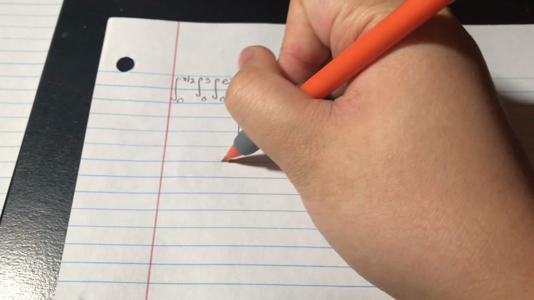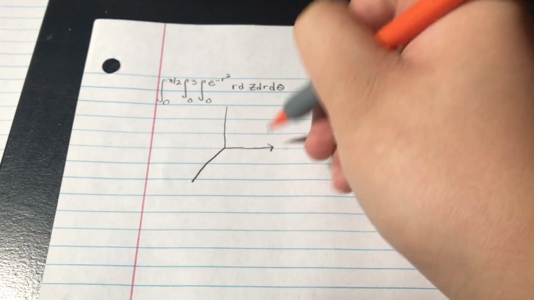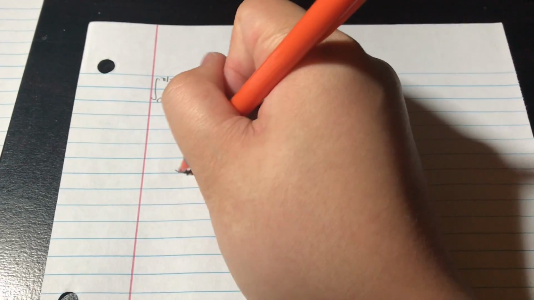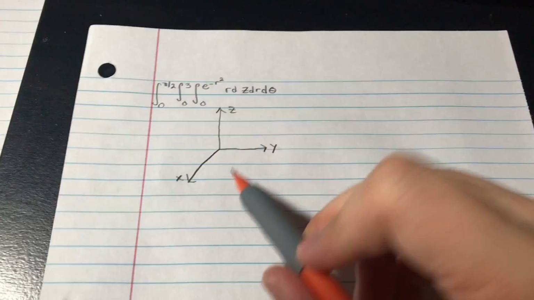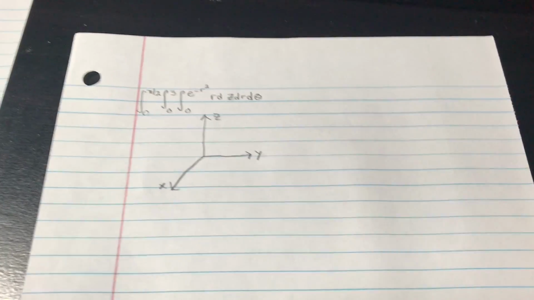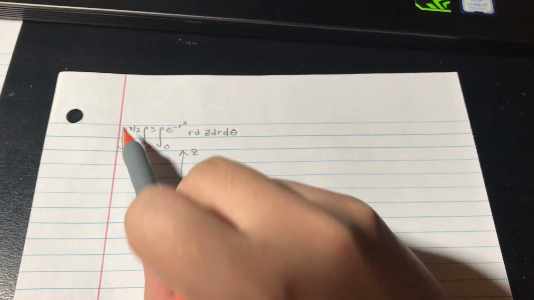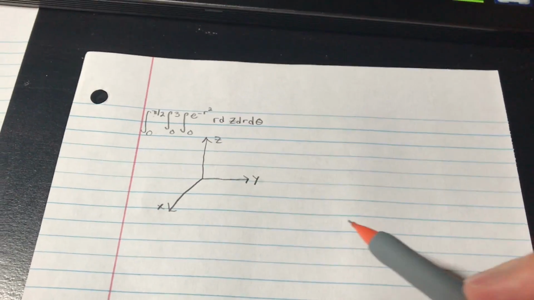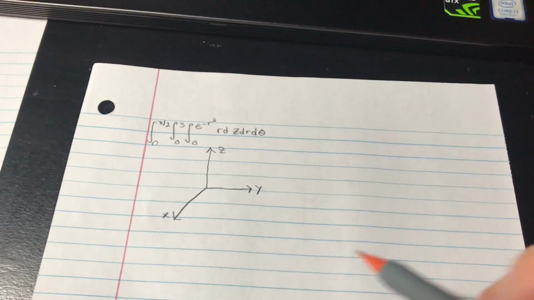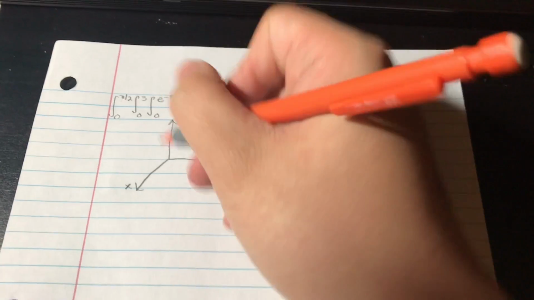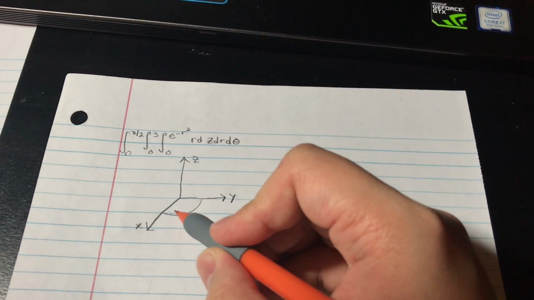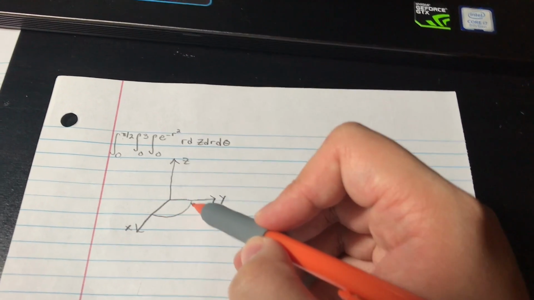Let's draw the xyz plane: y, z, and x. Okay, so let's start with theta, whose limits of integration are 0 to pi over 2. That basically means it's a quarter circle, I meant, sorry about that. And okay, that's the quarter circle.